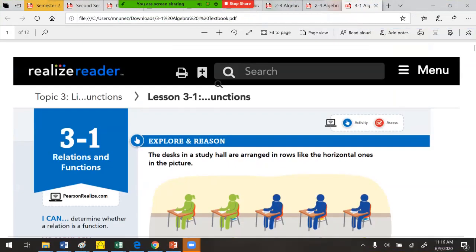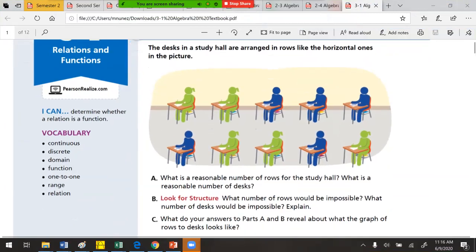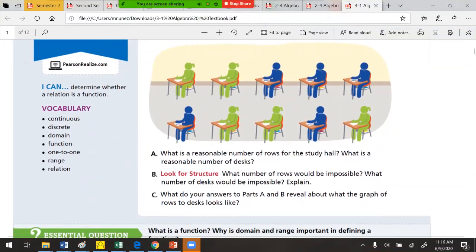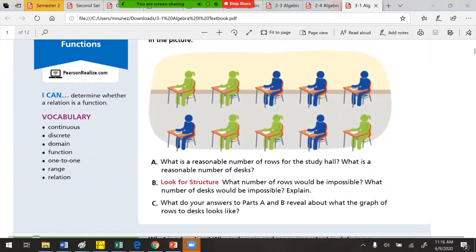Yeah, last lesson before we do Thursday stuff: relations and functions, okay? Functions and relations, it's a very, very simple lesson. I'm not gonna really talk about this one much, but I'd rather get to the nitty gritty, the meat of this lesson, okay? Notice how we've got 10 desks, and I can make 2 rows of 5.